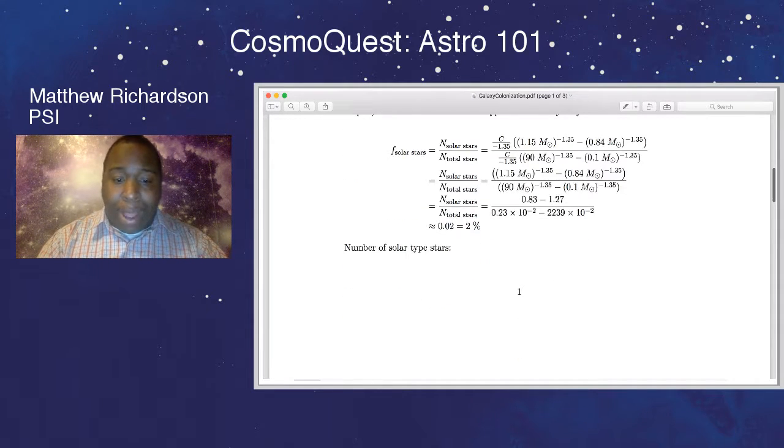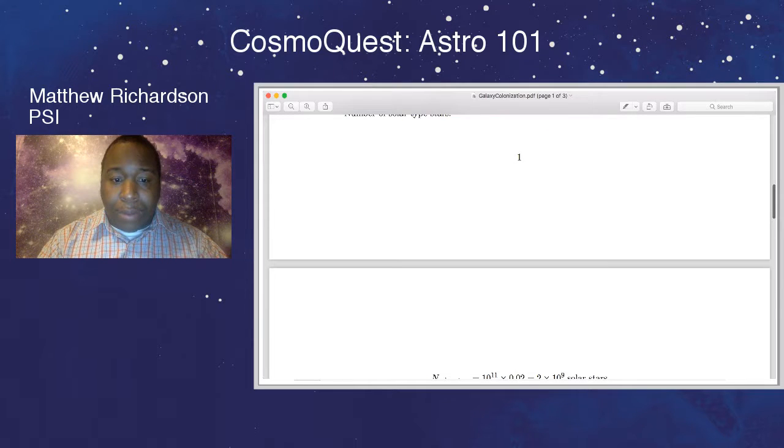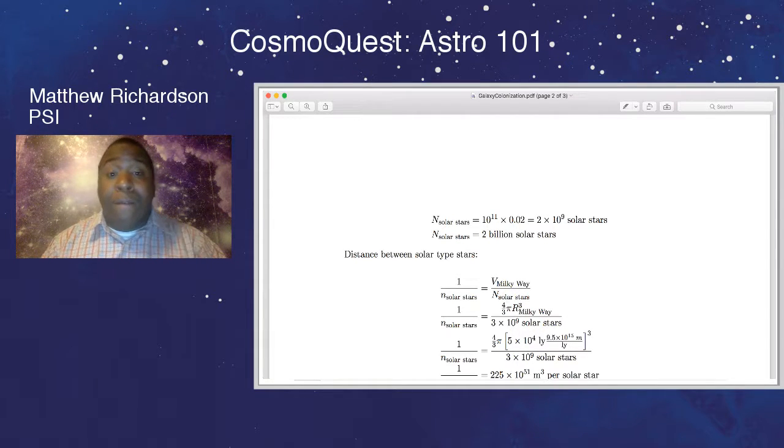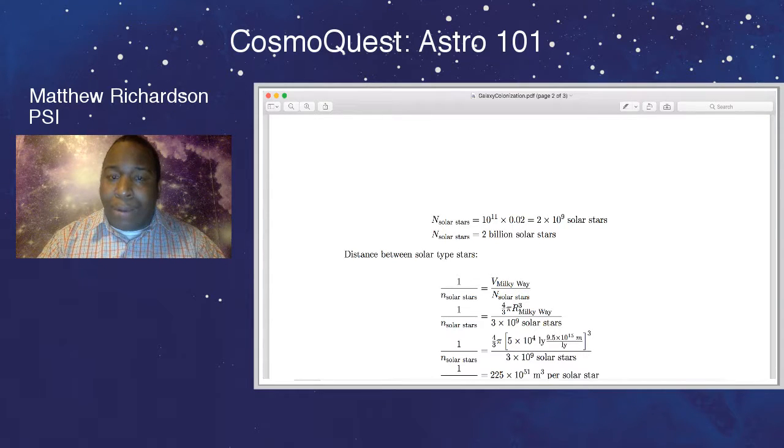And then we continue our calculation. If you know that roughly 2% of stars are solar type, and you have an estimate for the total number of stars in the Milky Way, you can get a number for the solar type stars, which is roughly 2 billion solar type stars.